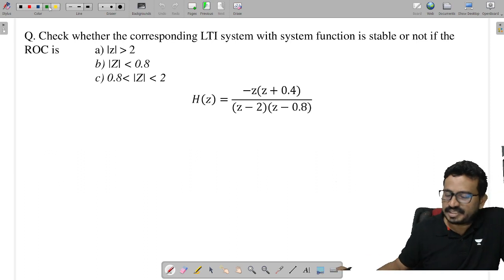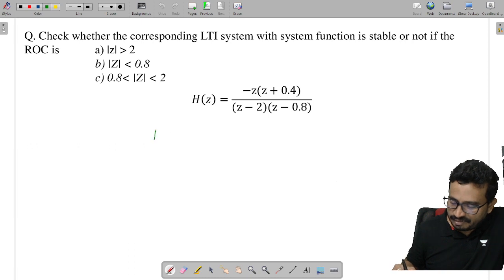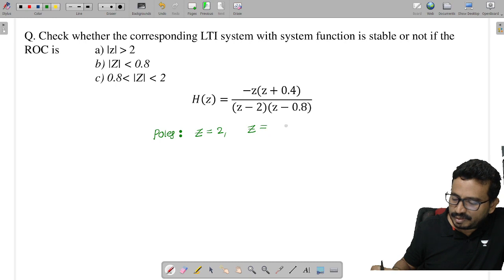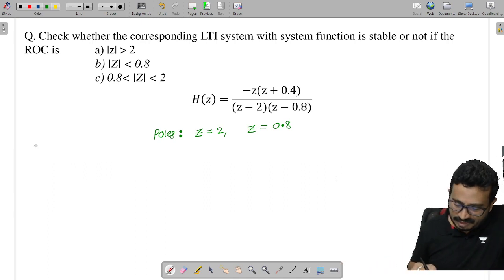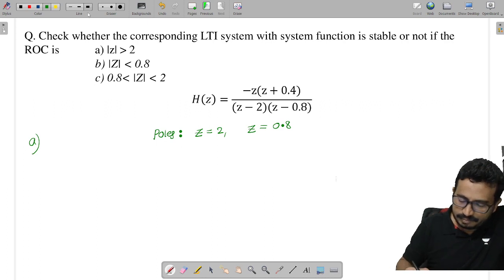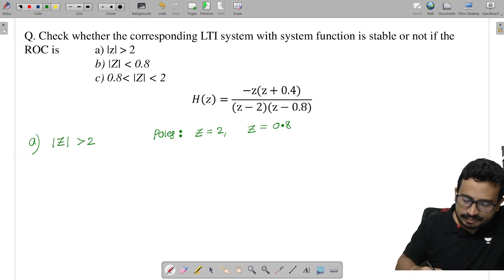Now check in this case. Here also we have poles given for the system. One is at z equal to 2 and the other at z equal to 0.8. No effect of zeros. Fine. Now take the first case, where the ROC is given as mod z greater than 2.